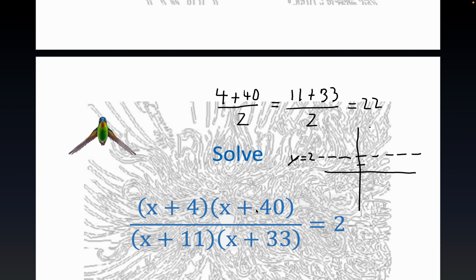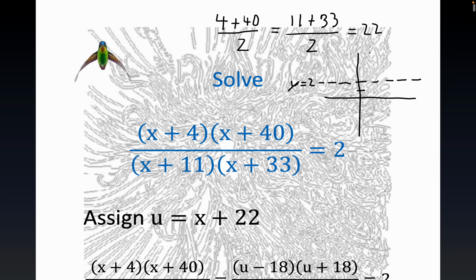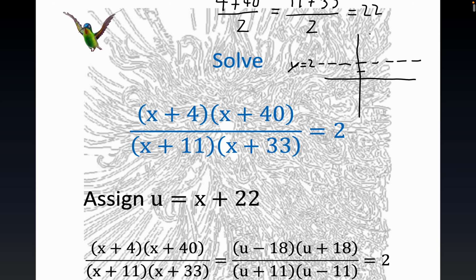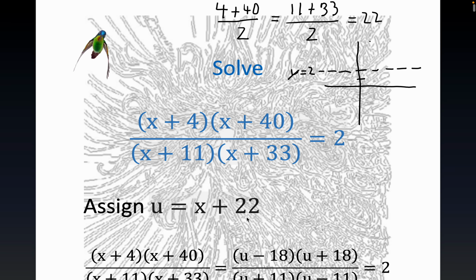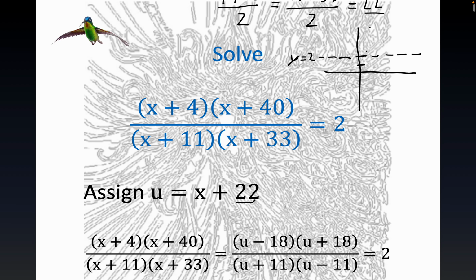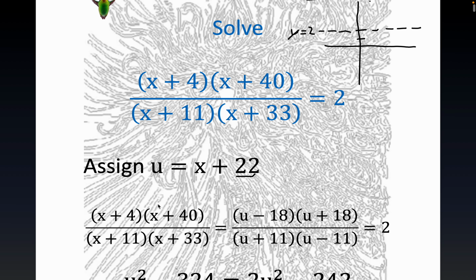Right now we have a graph that's not symmetrical. If you multiply this out, there's no symmetry present at all. However, if we allow for this substitution, u is equal to x plus 22, notice the 22 right here, it transforms this expression that possesses no symmetry into an expression that is symmetric about the vertical axis, or the y-axis in this case.